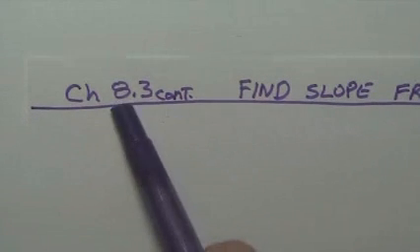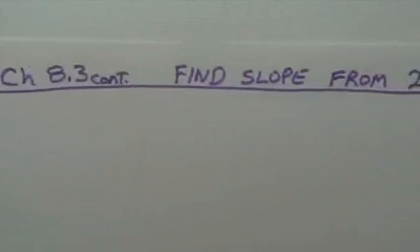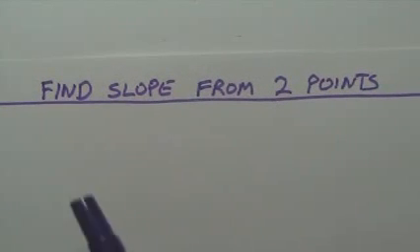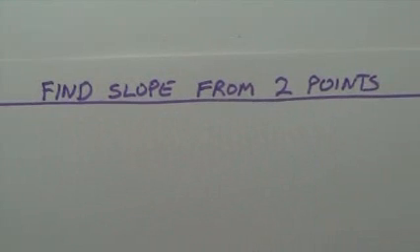Okay, we're going to continue our notes from chapter 8.3. What we're going to do is find slope from 2 points. So no graph, just 2 points.